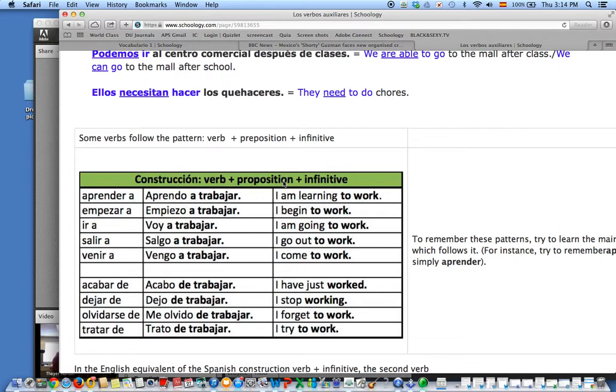And if you respond, you might say, sí, aprendo a escribir español, right? Or if you're not, you might say, no aprendo. Okay, notice that's conjugated. Escribir is in the infinitive. No aprendo a escribir español. Okay, so we never have two verbs following each other. The first one's going to be conjugated. The second one's going to be in the infinitive.